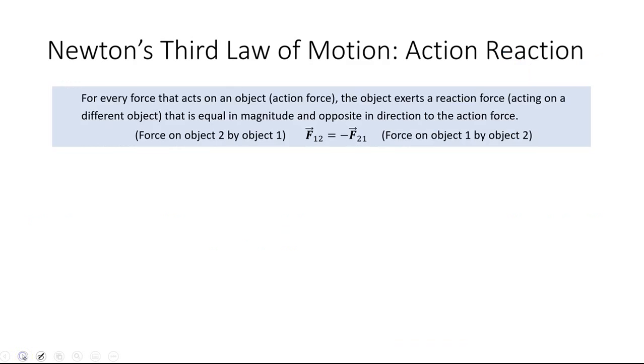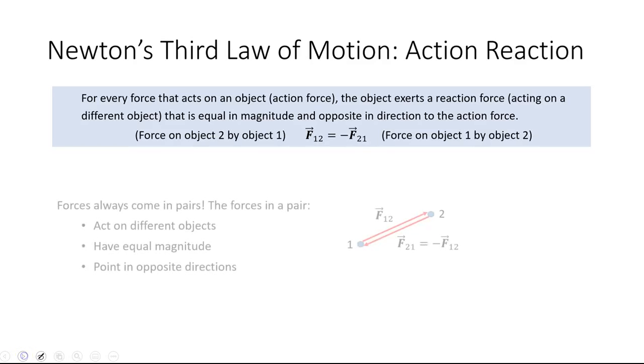Okay, so we're going to be continuing to work with Newton's second law and free body diagrams, but now we're also going to introduce Newton's third law of motion, which is sometimes referred to as the law of action and reaction. So the law tells us that for every force that acts on an object, this force is called an action force, the object will exert a reaction force, which acts on a different object, that's equal in magnitude and opposite in direction compared to the action force.